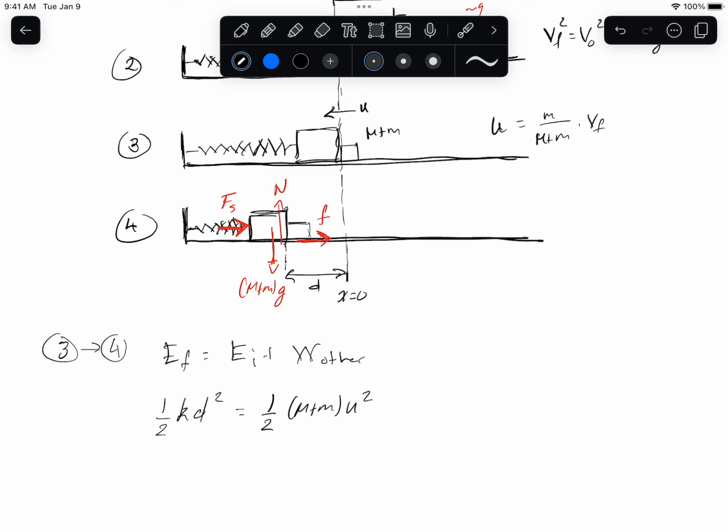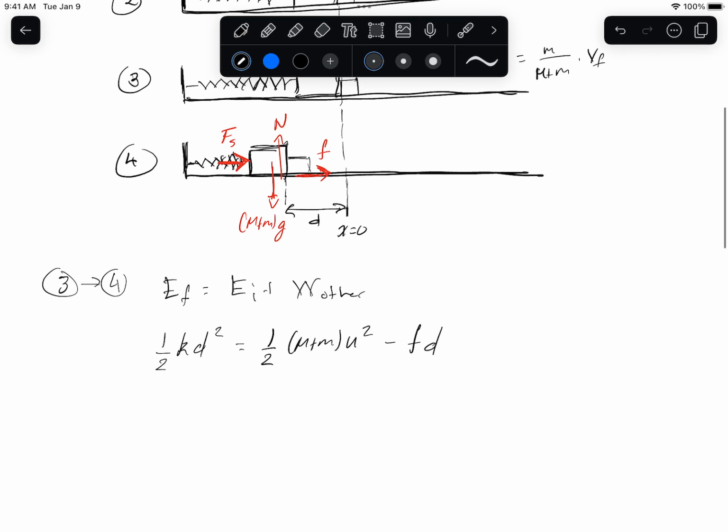And finally, there is work done by other forces. So gravity does no work because it's perpendicular to the displacement. The normal force does no work because it's perpendicular to the displacement, but friction is going to drink some energy. The friction is pointing to the right and the displacement is to the left. So friction is doing some negative work. It removes energy from the system. So minus F times the distance moved, which is d in this case, according to my picture. So there you go. This is my conservation of energy equation, just as before.